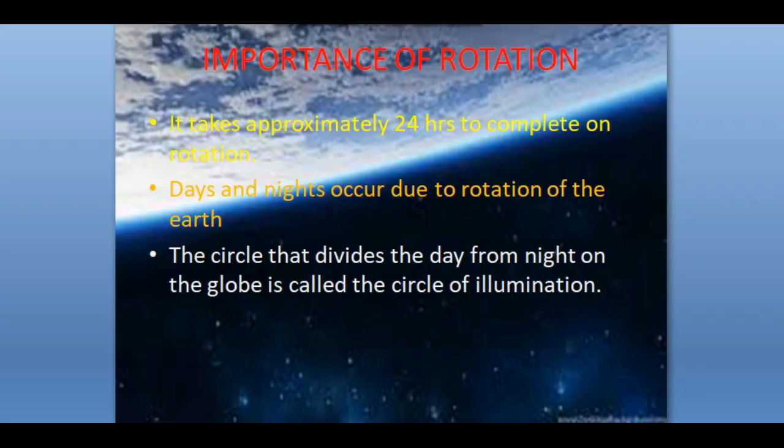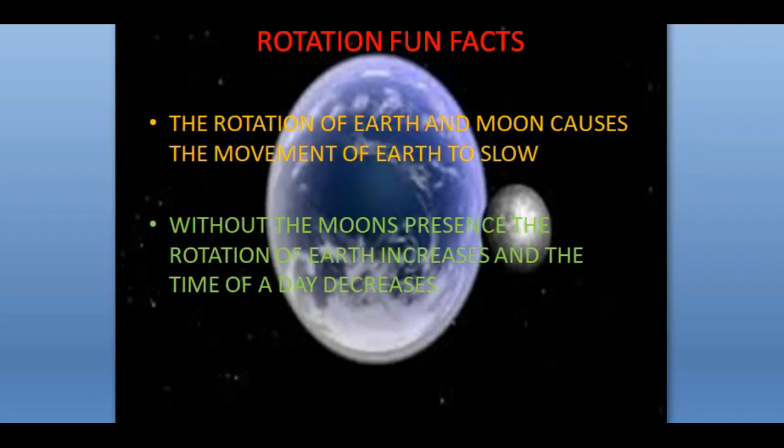So now here is the importance of rotation. It takes approximately 24 hours in a day to complete one rotation. That means our whole one day, that is 24 hours, is the time taken for the Earth to rotate completely. Similarly, days and nights occur due to the rotation of Earth. The circle that divides the day from the night on the globe is called the circle of illumination. So now we know some importance. Let's go for the fun facts.